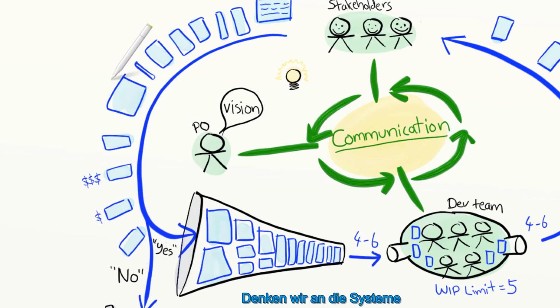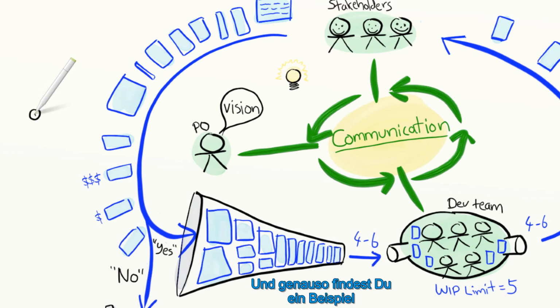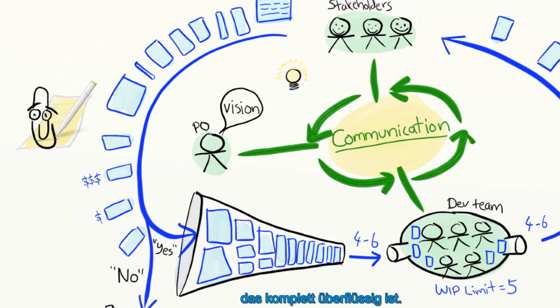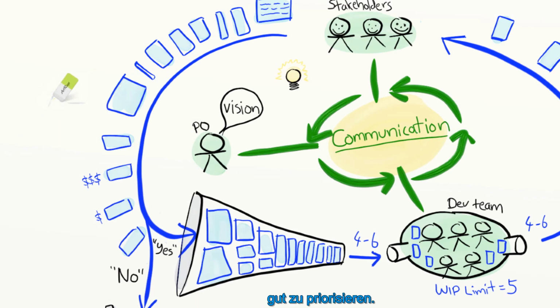Think of any system that you've used, and I bet you can think of at least one really simple feature that is very important, that you use every day, and I bet you can think of at least one huge complicated feature that is totally unimportant. Value and size is what helps Pat prioritize intelligently.